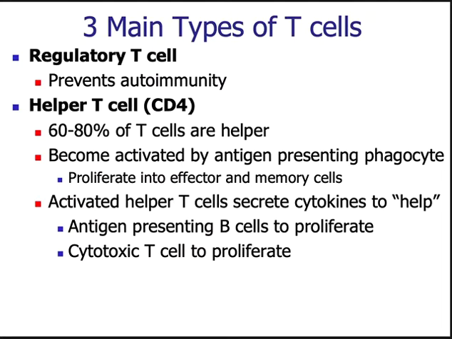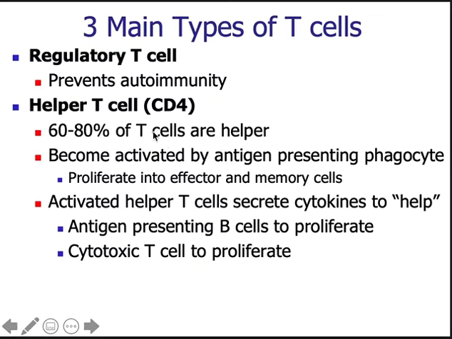Helper T cells are your CD4 cells. Super important. Helper T cells are your CD4 cells. They make up 60 to 80% of all T cells, so this shows you how important your helper T cells are. They become activated when antigen is presented to them. And remember that our antigen presenting cells are your phagocytes, like your macrophages and your dendritic cells, and then also your B cells.